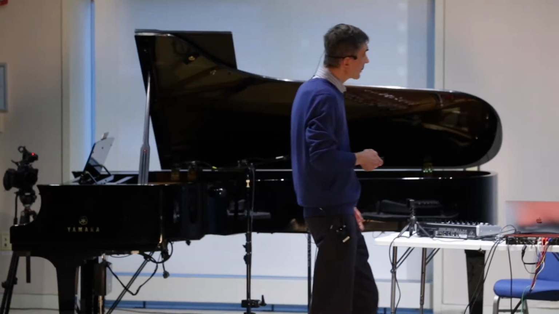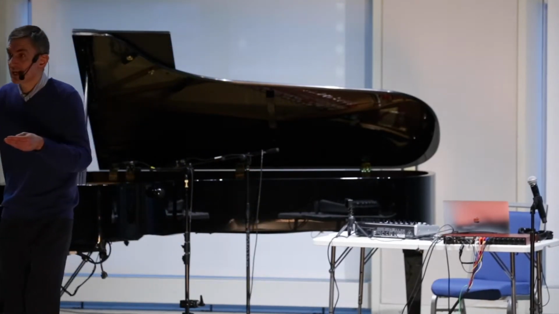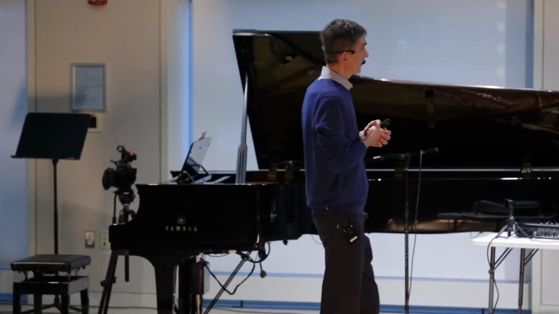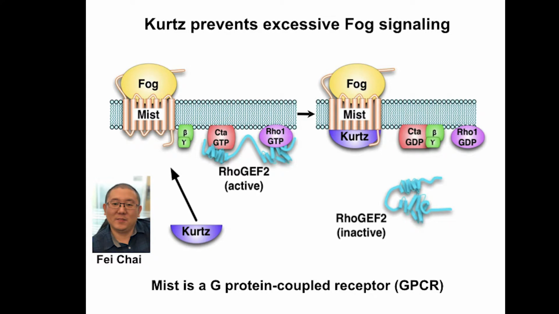And so we suspected that Kurtz may play a similar role in Drosophila, and Mist, being a G protein coupled receptor, was a perfect candidate for Kurtz to be repressing. And so through a lot of experiments that I don't have time to show you, I will show you a few. We now know pretty well that this is how it happens. Kurtz will directly associate with the Mist receptor and prevent excessive activation through FOG.